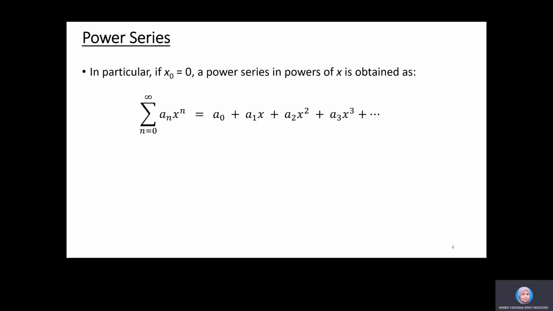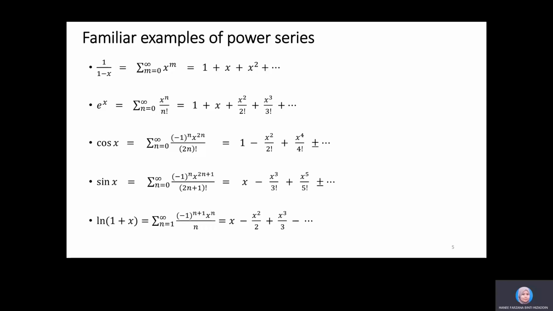In particular, if x naught is equal to 0, then the power series reduces to just this, because you don't have the x minus x naught. Initially, you have (x minus x naught) to the power of n, but if x naught is equal to 0, you can eliminate this term and just have x to the power of n. When you expand the series, you will get a naught plus a1 x plus a2 x squared plus a3 x cubed, and so on until infinity.